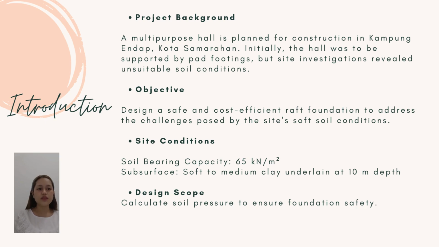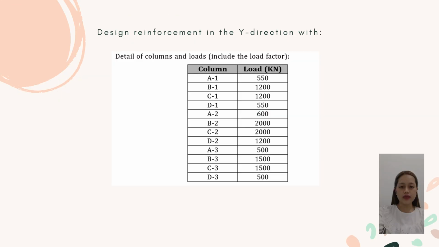And for the site condition, the soil bearing capacity is 65 kilonewton per meter cube. And the subsurface is soft to medium clay underlain at 10 meter depth. For the design scope, we need to calculate the soil pressure to ensure the foundation safety. Next, in this slide, we can see the details of column and load, including the load factors. For example, the load for column A1 is 550 kilonewtons and B1 is 1200 kilonewtons, until D3, which is 500 kilonewtons.